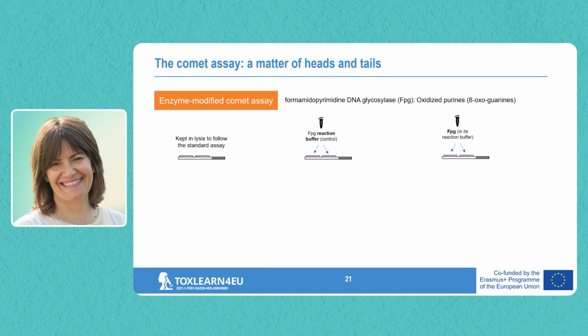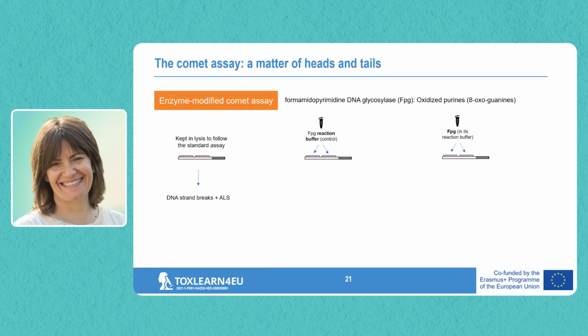So let's see. We have one slide that we kept in lysis to follow the standard assay. What are we going to measure in this slide? What are we measuring with the standard Comet assay? DNA strand breaks plus the alkali labile sites. Sometimes we forget about them, but it's plus the alkali labile sites.